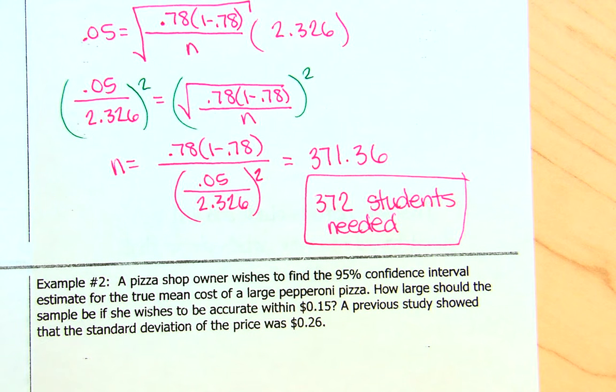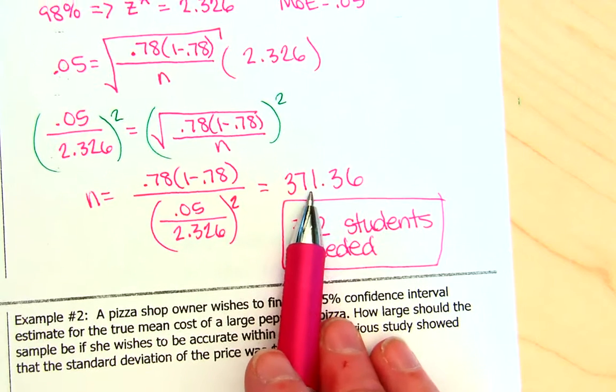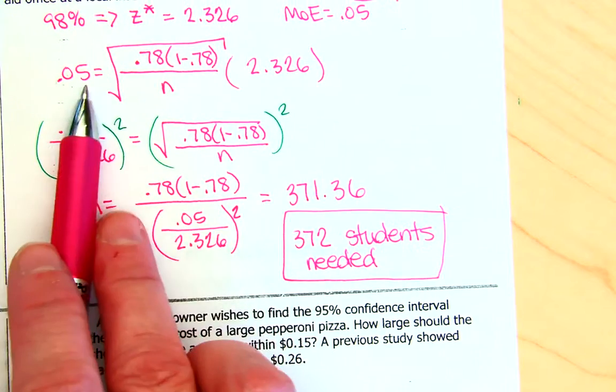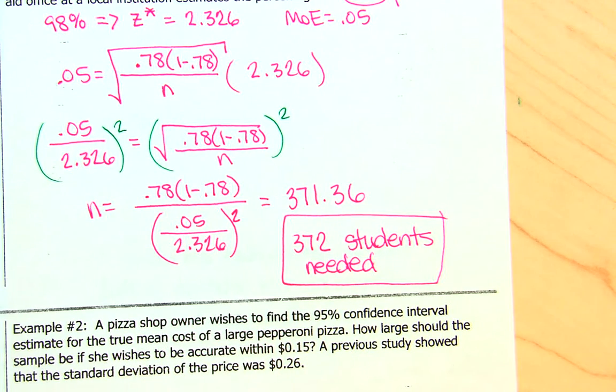You always round up whenever you're talking about how many people does it take, if there's at least, because if you round down to 371, that's going to give you a margin of error that's not 5%. It's going to be a little bit off.